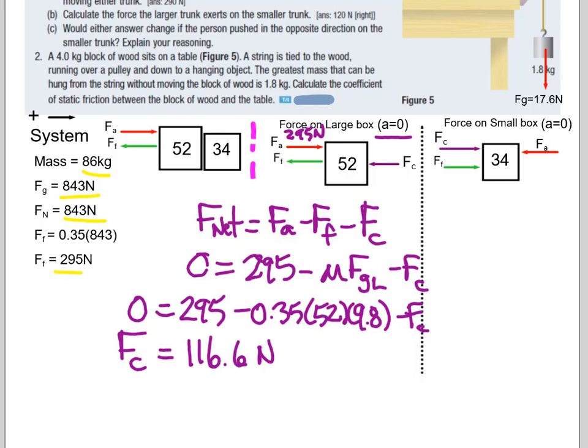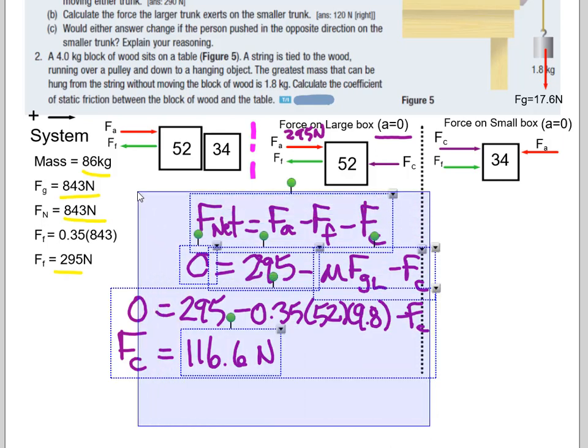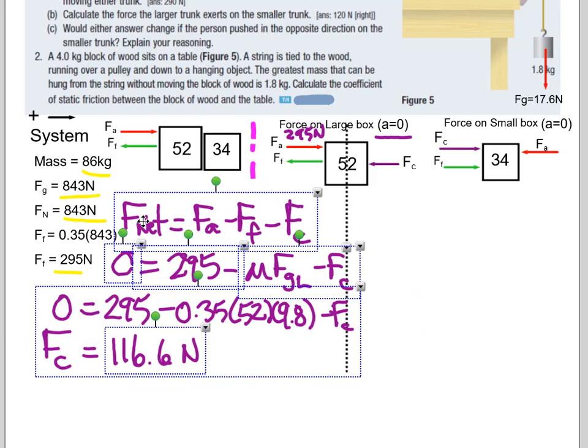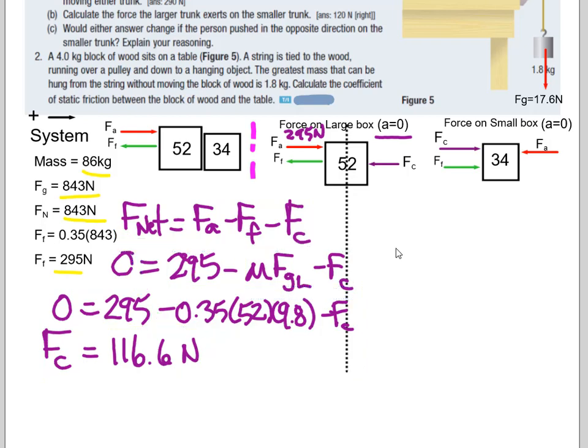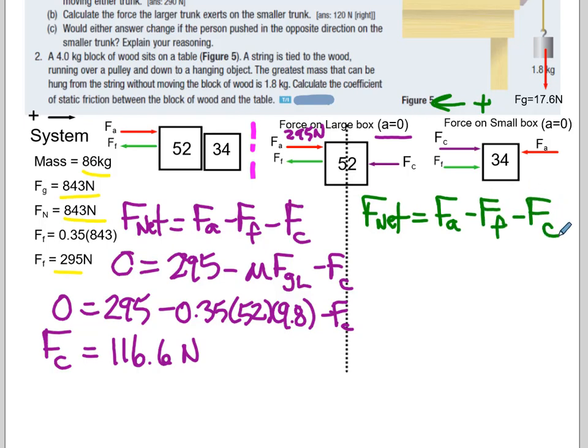So if we take all of this, I'm just going to grab all of this and slide it a little bit over. Now if we look at the contact force of the small box here, I'm going to write an F net statement, and I'm going to say positive is to the left. So again, F net equals Fa minus Ff minus Fc, contact force. You'll notice that's the exact same first line. F net is still 0. Fa is still 295. Now here's where it gets a little bit different.